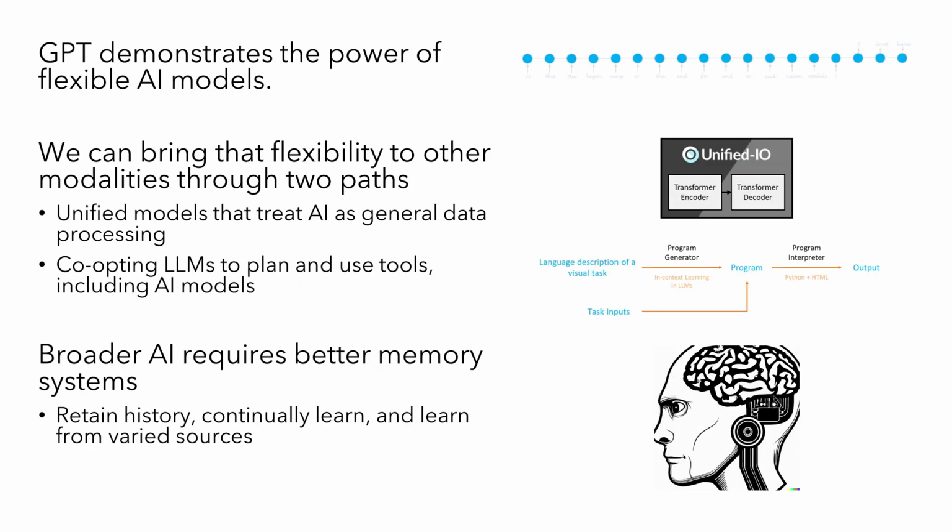So to conclude, GPT demonstrates the power of flexible AI models. We can bring that flexibility to other modalities through two paths: unified models that treat AI as general data processors, and using LLMs to plan and use tools which can include AI models. But if we want to be able to create systems that have a kind of human level intelligence and ability to collaborate, then we need better memory systems that are able to retain history, continually learn, and learn from more varied sources. Thank you.